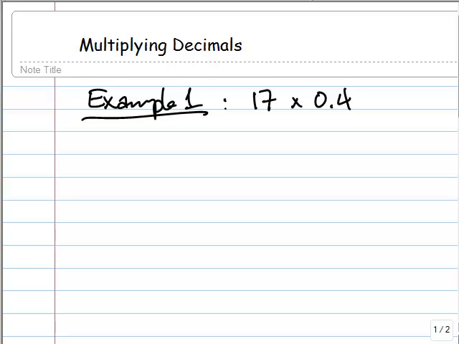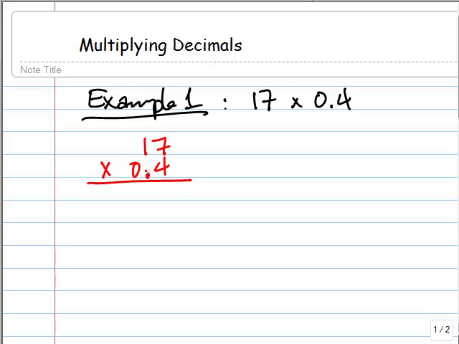Let's do some examples where we have to multiply decimals. Here's one where we have 17 times 0.4. So let's write that. And when we write it down, it doesn't necessarily have to be lined up.